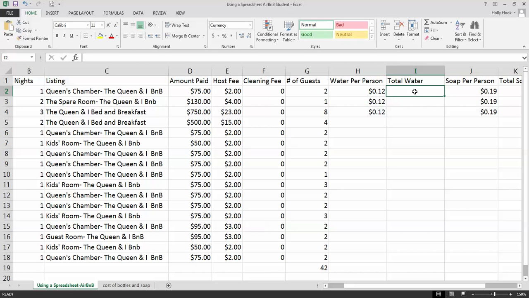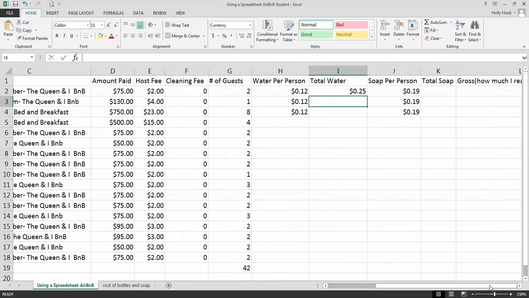Our water total is going to be the amount per person, and we're going to multiply that, which by the way is shift 8. Shift 8 is the multiplication sign, by the number of guests. We hit the enter button and we find that the water is going to cost 25 cents.